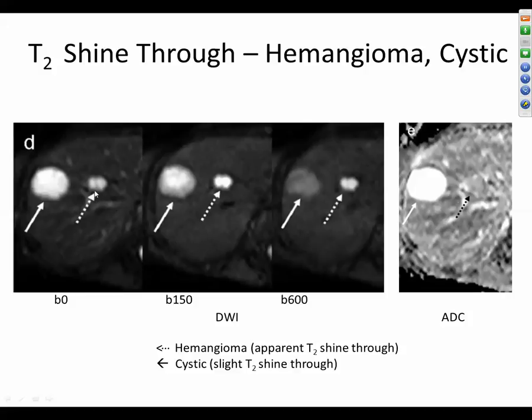Here, those things, they're hemangioma. They look very bright in the DWI with B set to be 600. This is an apparent T2 shine-through effect. And those big ones, they seem to be brighter in the DWI, but it's not as bright as without those diffusion gradient. So it's a slight T2 shine-through effect.